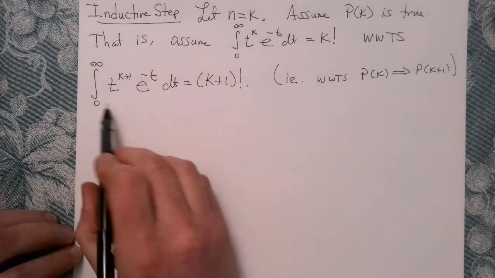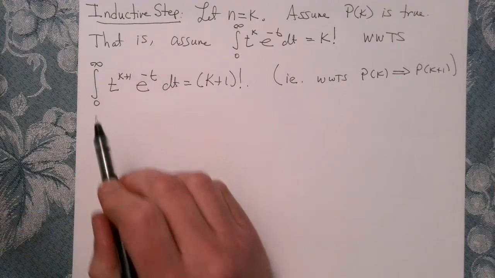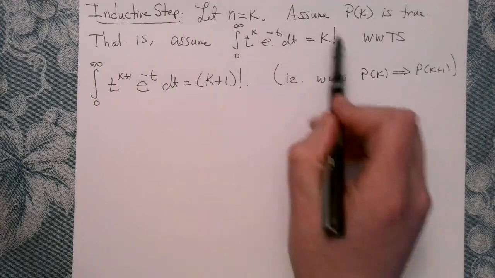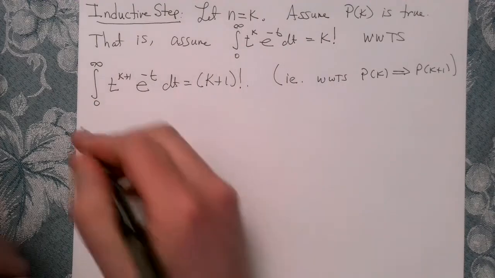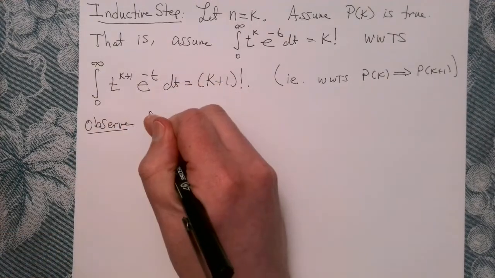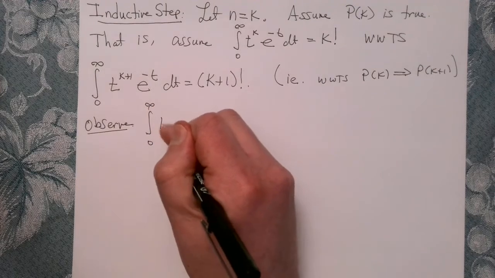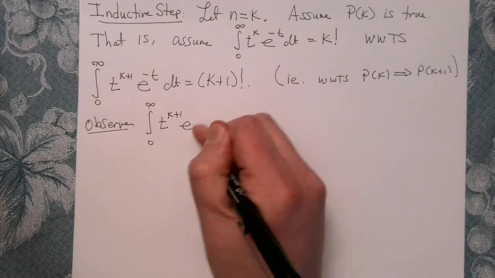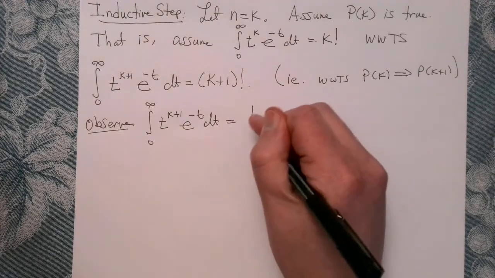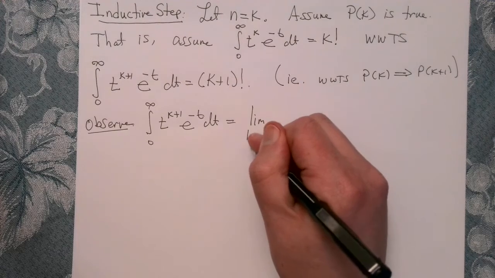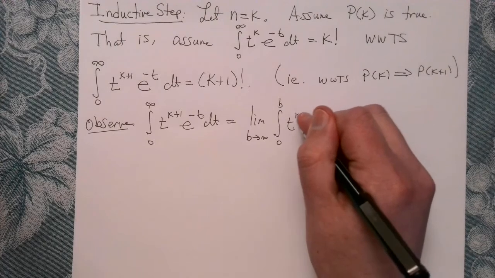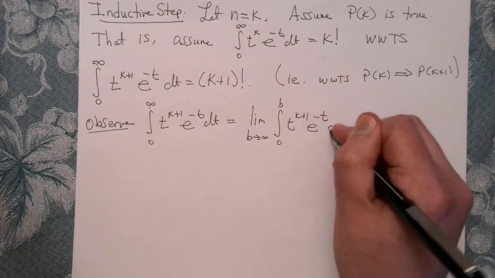Okay, so let's compute this. And remember, we're assuming that our inductive hypothesis is true. I can use this all I want on my journey of proving that this is true. Okay, so let's observe that the integral from 0 to infinity of t to the k plus 1 times e to the minus t dt is equal to, well, first remember, this is a limit because we have an improper integral. This is the limit as b goes to infinity of the integral from 0 to b of t to the k plus 1 e to the minus t dt.